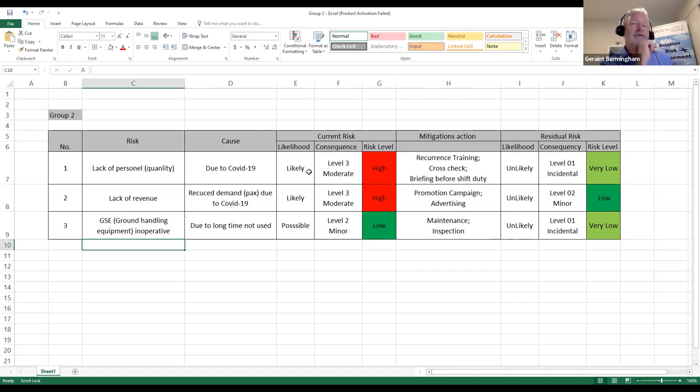And I'm wondering if this shows the value of the objectives we added on the other spreadsheet. If that had objectives, then lack of personnel could have an effect on efficiency, safety, and service quality, for example, three different objectives. And perhaps, a bit like group five's risk, it would benefit from being split up into a more detailed level of what the risk is.